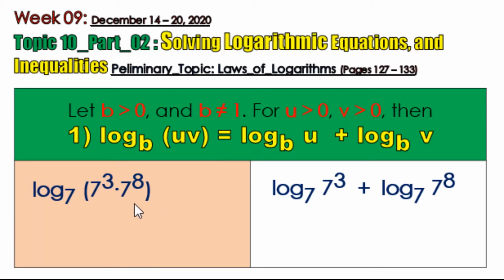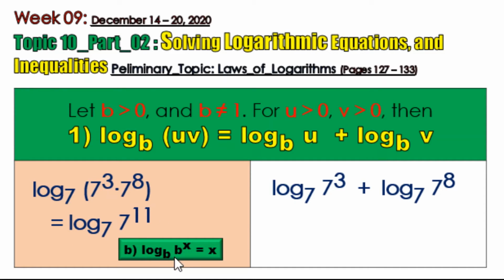So for the first law, let us check if the logarithm of 7 cubed times 7 raised to 8 to the base 7 is equal to the logarithm of 7 cubed to the base 7 plus the logarithm of 7 raised to 8 to the base 7. Applying the laws of exponents, we add these exponents and copy the base. So we have 3 plus 8 is equal to 11 and copy the base 7. And what do you think is the value of this?